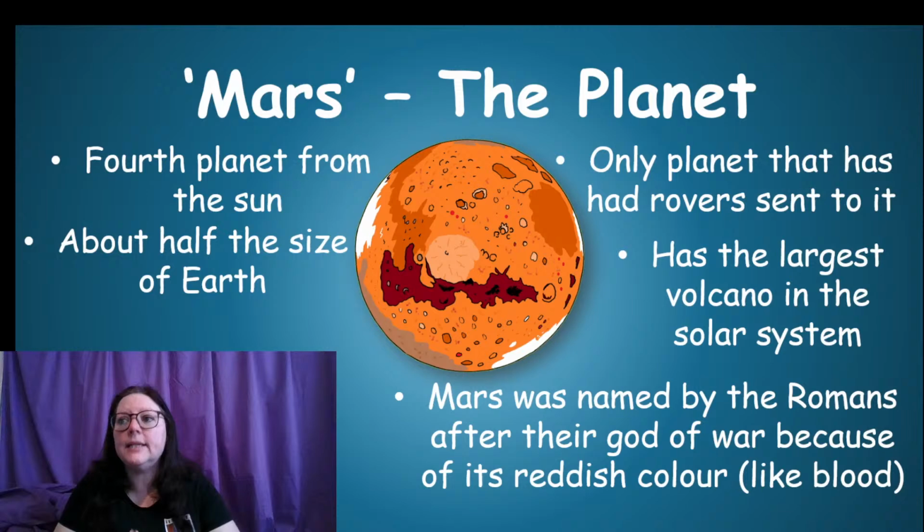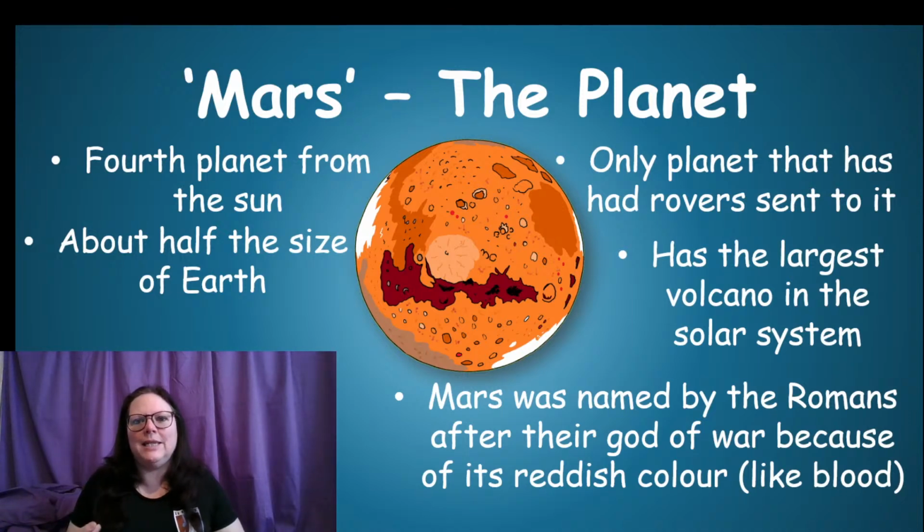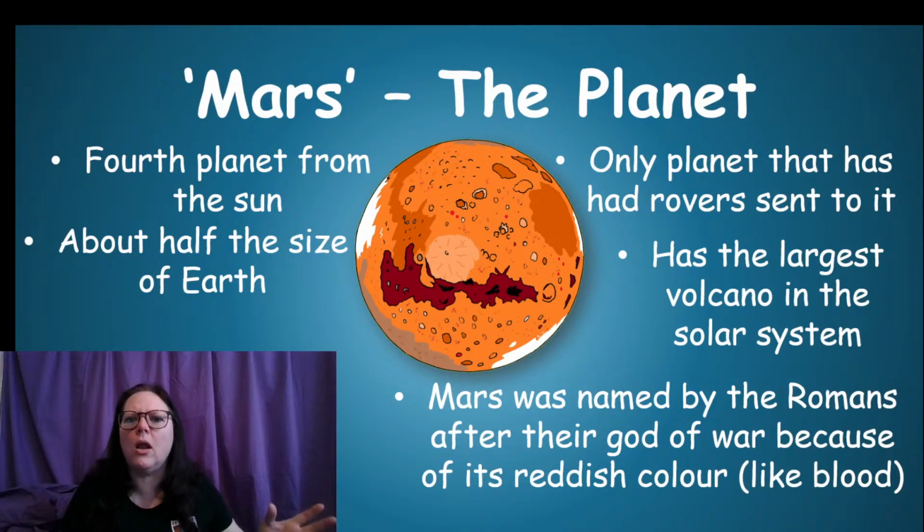It has polar ice caps. It has extinct volcanoes. It has canyons. It has weather, all things that we associate with Earth, but Mars has as well. And it's one of the most explored bodies in the solar system. It's the only planet that has had rovers sent to it. And there was a rover that was sent quite a long time ago that is still sending messages and information back from the planet's surface.